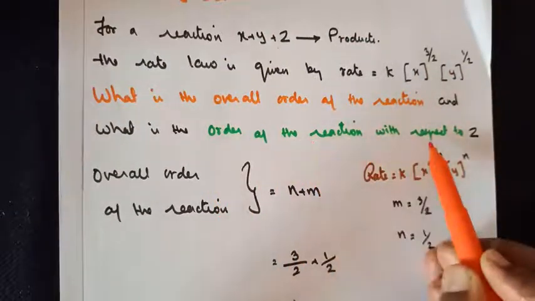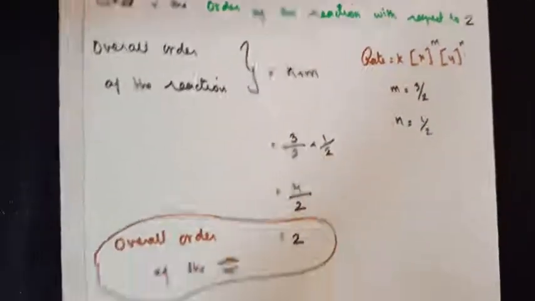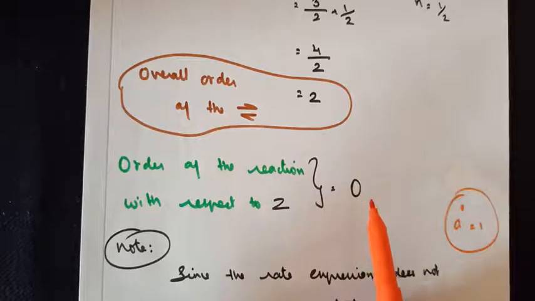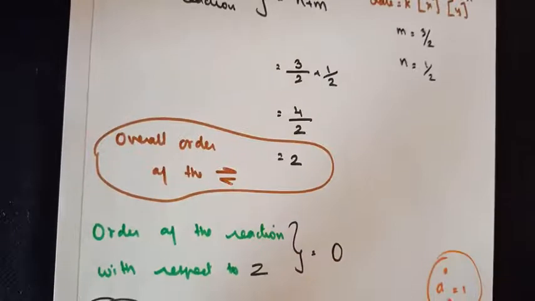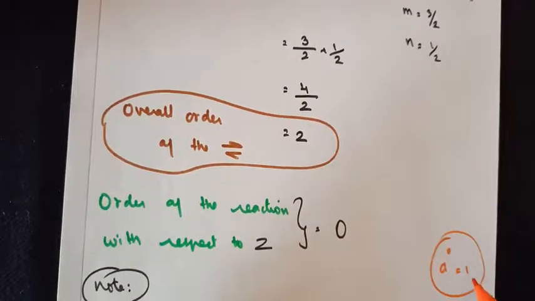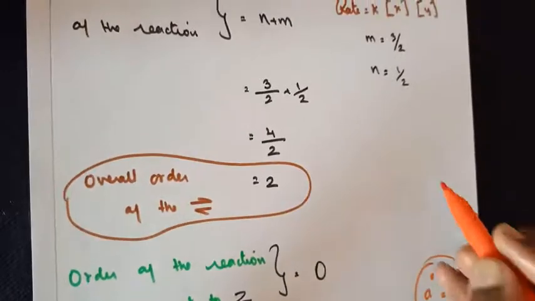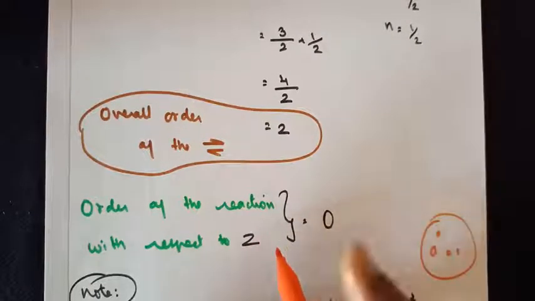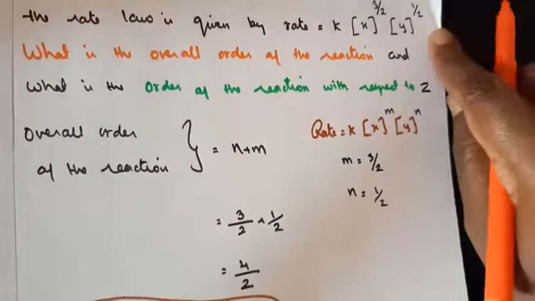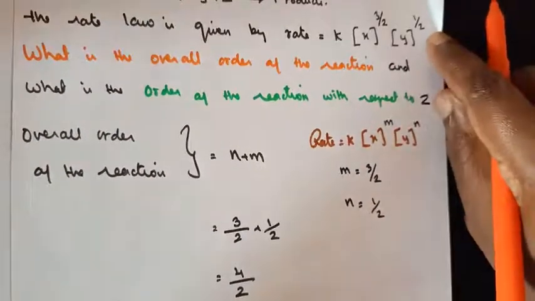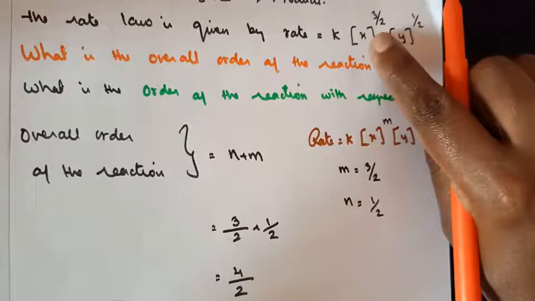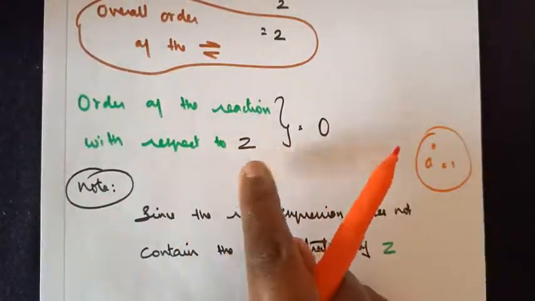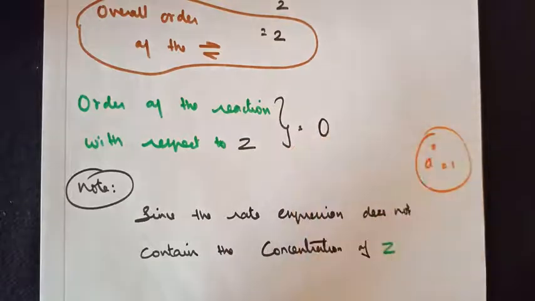What is the order of the reaction with respect to z? Now, the order of the reaction with respect to z is 0. Why are we writing 0? Anything to the power 0, the value is equal to 1. So if we take z to the power 0, the value will be 1. If you substitute 1 into this, 1 into x, y will become the same reaction only. Hence, the order of the reaction with respect to z is equal to 0.